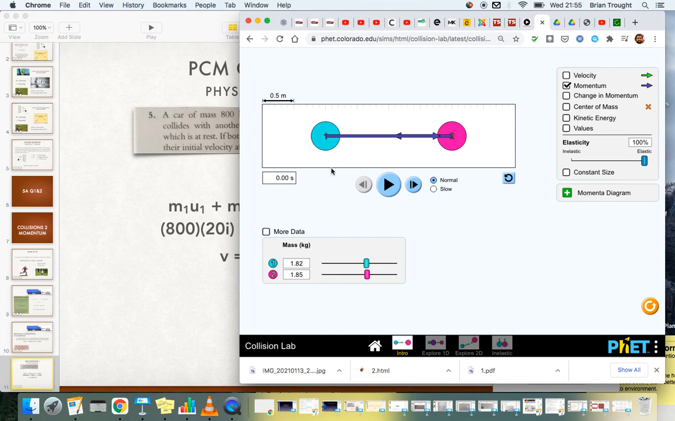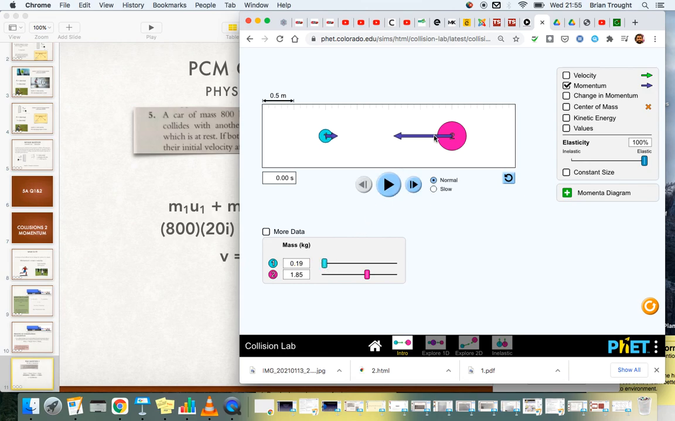Okay, let's see what happens if they're equal mass, but we can see this guy is going to move at a larger velocity. So bigger momentum for the light blue one than the pinky purple one. So the total momentum before should equal the total momentum after, and we see that's kind of the case there. Okay, let's make this guy very, very small.